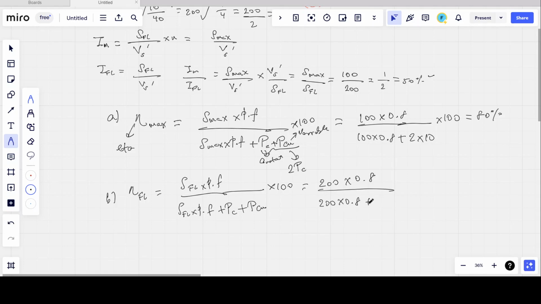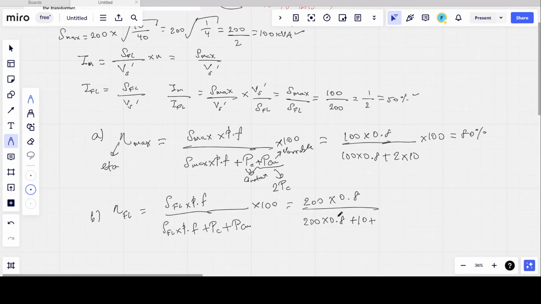Now, the values of PC and PCU are no longer the same. They are only the same when we are dealing with the maximum efficiency. The value of PC was given to us as 10, right? And the value of PCU was given to us as 40, right? So those are the values that we are going to use if we are dealing with efficiencies that are not at maximum. And then I multiply this by 100. Now let me take my calculator and see what I get. I expect to have something lower. If I get something higher, something is wrong.